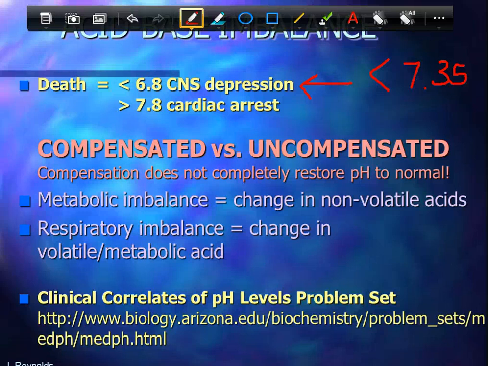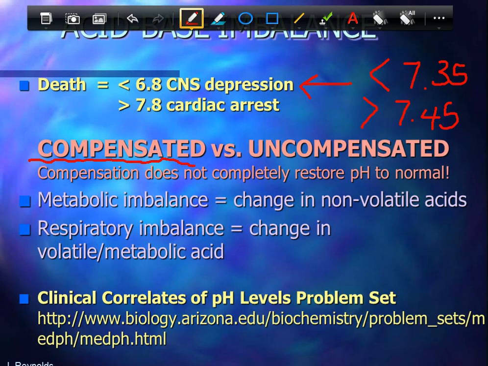You go the flip side up into alkalosis. So now we're at over 7.45. And you've got hyperexcitability of the CNS. Muscle spasms, everything is up. And of course, cause of death is cardiac arrest, whereas in acidosis, CNS depression, because blood acidity also is going to affect the brain.